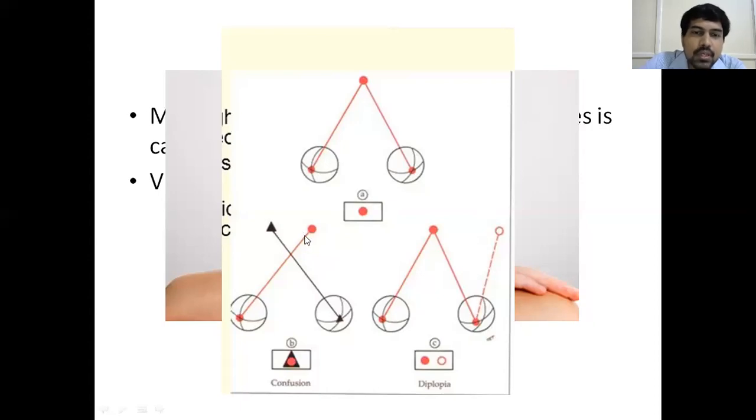Now, suppose we are projecting a different image onto each eye. Suppose this circle is projected onto the right eye and a triangle is projected onto the left eye's fovea. This is known as confusion. Confusion means both eyes are looking straight, or both eyes may not be looking straight also, but two dissimilar images, see this is a circle, this is a triangle, completely opposite to one another. They are not one and the same, and they are not related to each other. When the image of this circle falls on the fovea of the right eye and the image of this triangle falls on the fovea of the left eye, the brain gets confused as to which image to process.